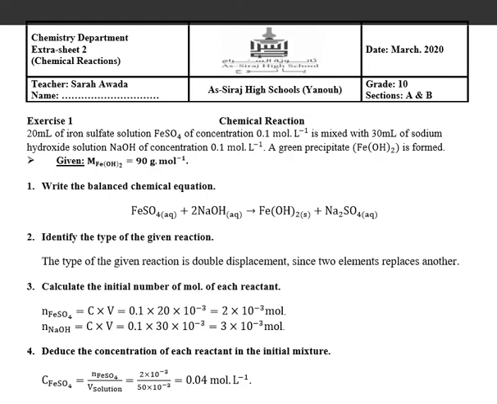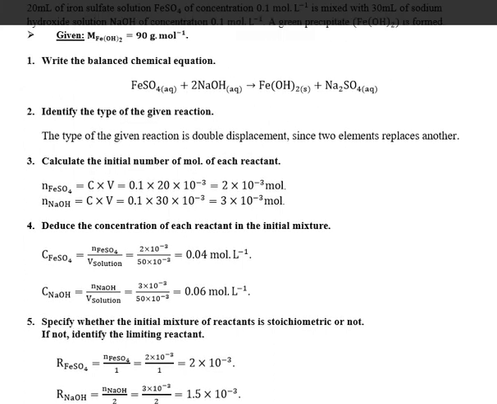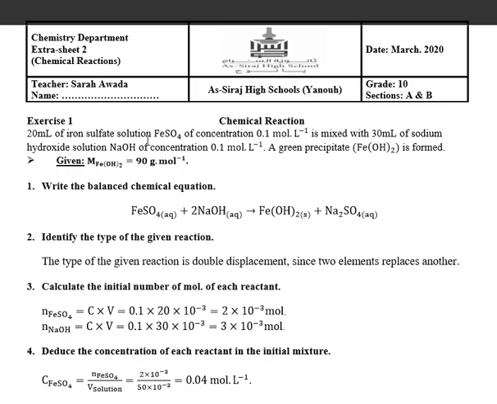In part 4, deduce the concentration of each reactant in the initial mixture. Upon mixing both reactants, the total volume of the solution changed. So it becomes 20 plus 30, which is equal to 50 milliliter.